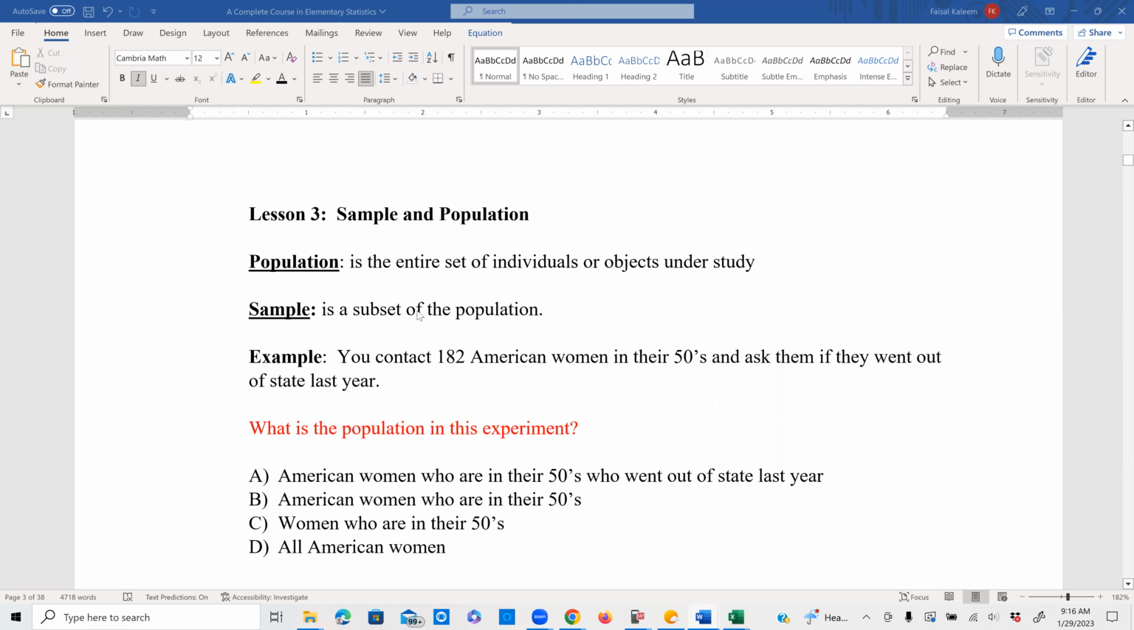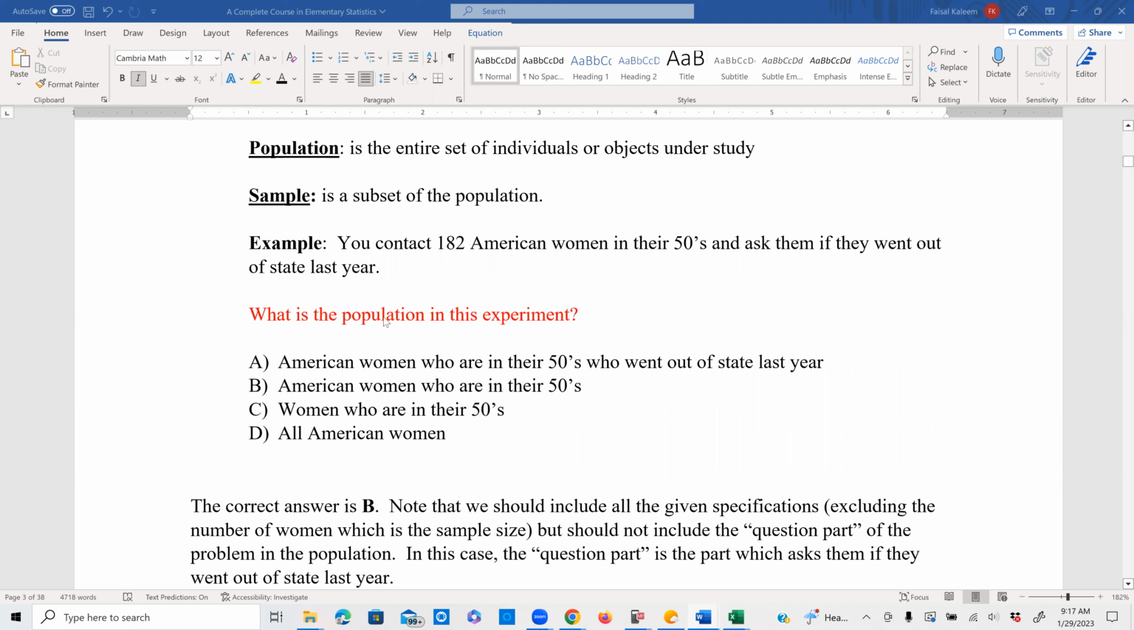Sample and population. Population is the entire set of individuals or objects in the study. Sample is a subset of the population. Example, you contact 182 American women in their 50s and ask them if they went out of state last year. What's the population? So the underlying population here we can see is all American women in their 50s.